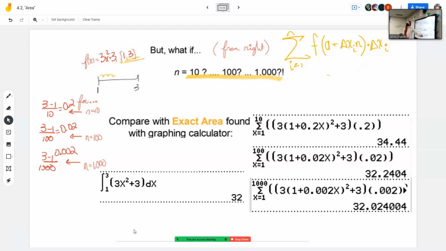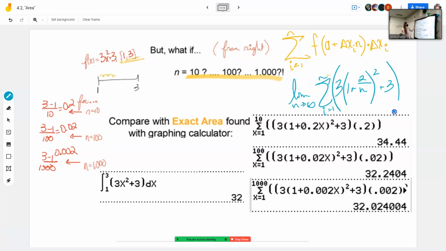Where does this 32 come from? Besides the fact that it comes from the limit as n goes to infinity of the sum from i equals 1 to n of f of, in this case, 3 of 1 plus 2 over n squared plus 3 times 2 over n. That's literally what I use for every single one. I got my 2 over n by my distance between. Pause. Besides the fact that this makes this, check it.